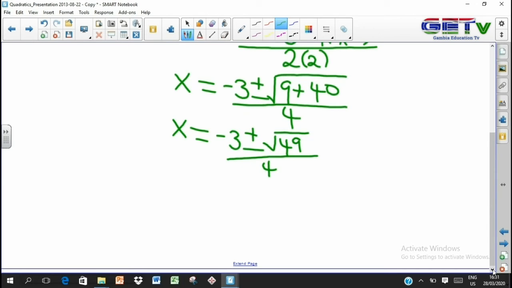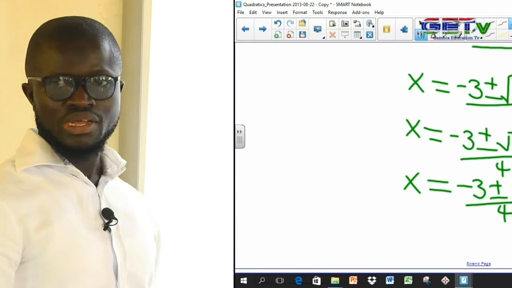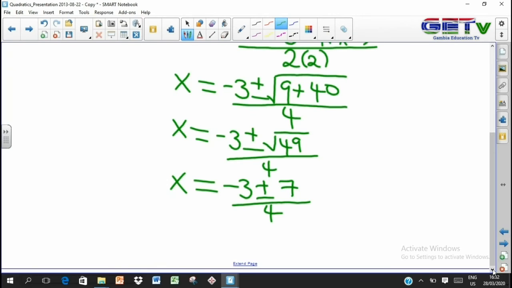If you look at 49, by punching it in your calculators, what's going to be the square root of 49? The answer is going to be 7. So that will give us negative 3 plus or minus 7 all over 4. Is that the answer? No. We have two signs in between negative 3 and 7. And remember, the solution to the equation, since it is quadratic, must be what?